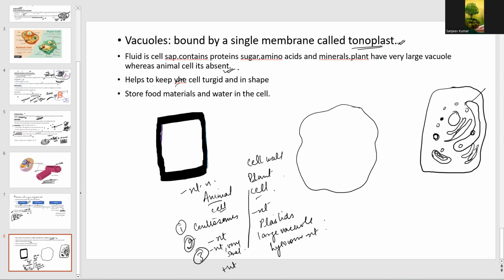What is actually the function of the vacuole? It helps to keep the cell turgid. When it is large in size, it consists of cell sap, which makes the cell turgid. Turgid means firm and flexible, not easily broken. It stores food material and water in the cell, so it also helps the cell to not get exhausted.